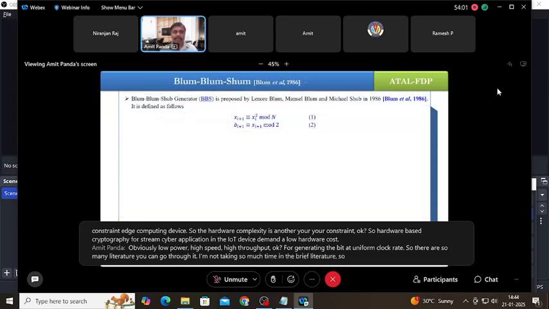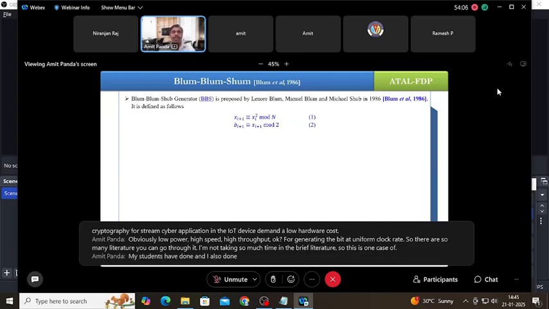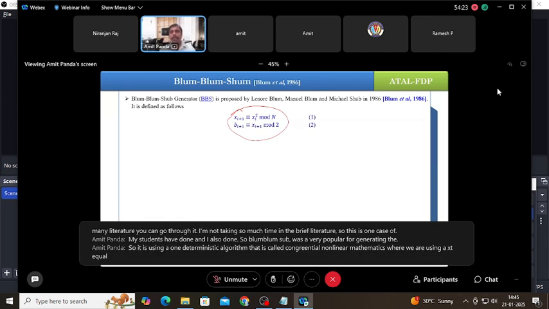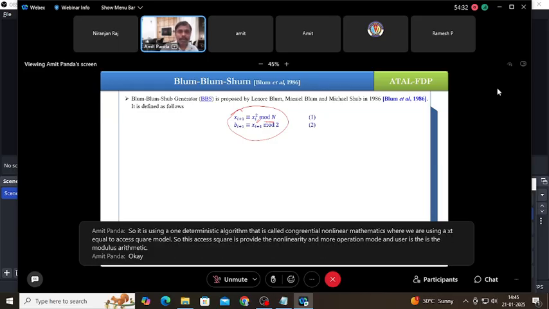So this is one case which my students have done and I have also done. Blum Blum Shub is very popular for generating pseudo random bits. It uses a deterministic algorithm called congruential nonlinear mathematics, where we use x_{i+1} = x_i square mod n. The x square provides the nonlinearity, and the mod n operation is modulus arithmetic. This equation is called the congruential equation.